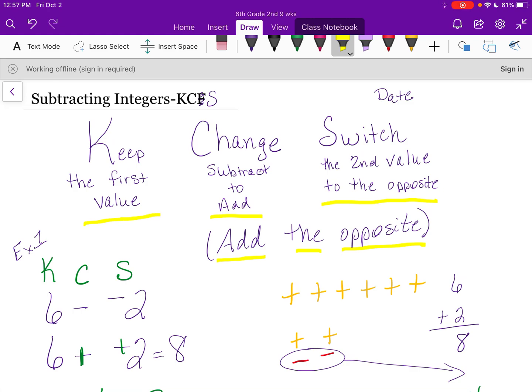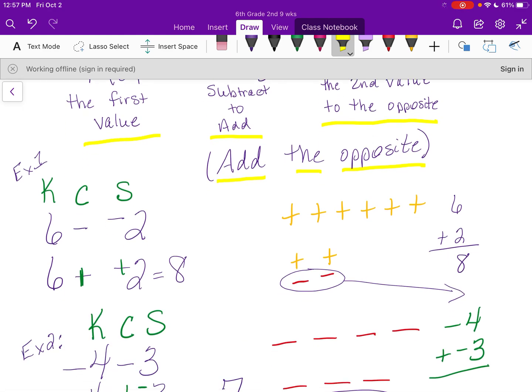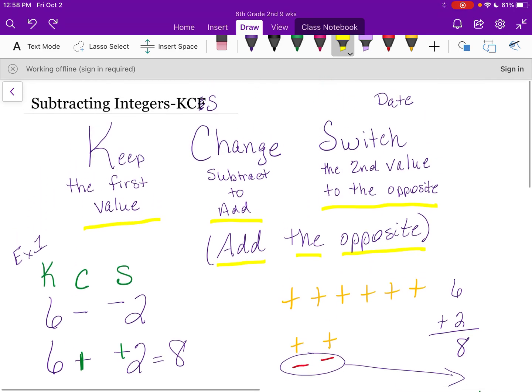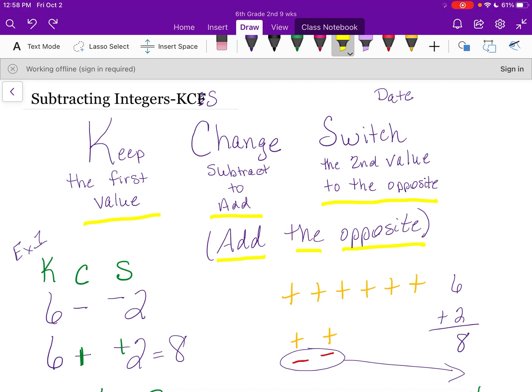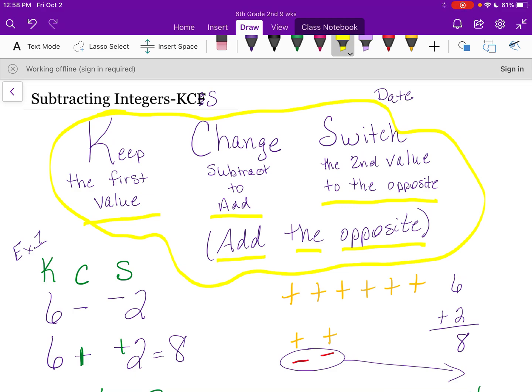So basically, when you change the subtraction sign to the addition sign, you then have to follow the addition rules. And you've been practicing the add rules for adding integers for a while. Okay, so by changing the subtraction sign to an addition sign, you're just making it something that you already know how to do. You just have to do this step, this keep, change, switch step first. You do that step, then you follow the add rules.